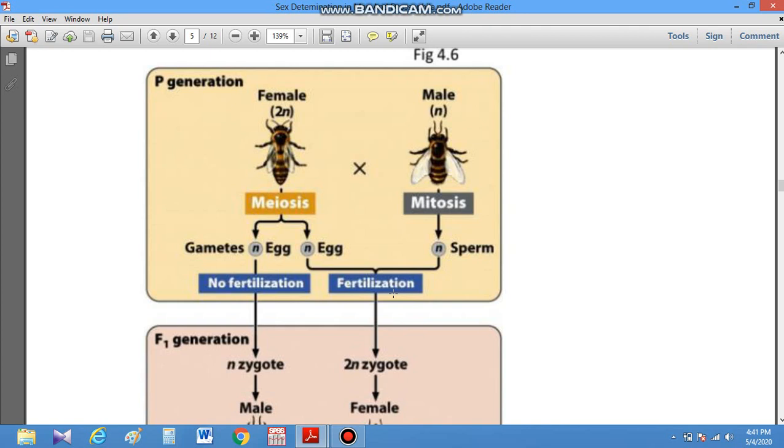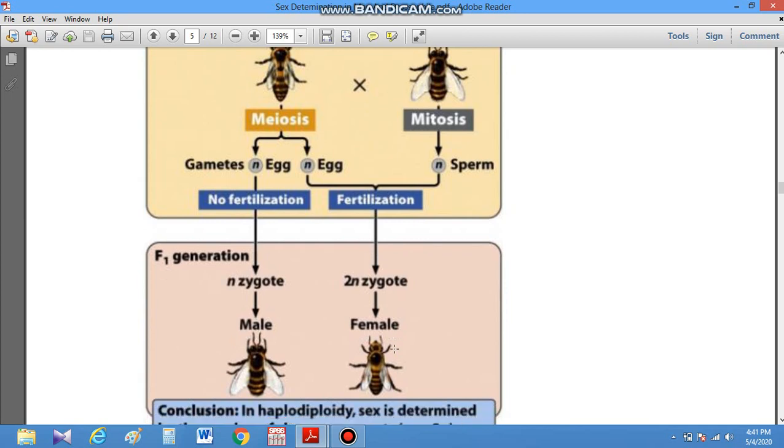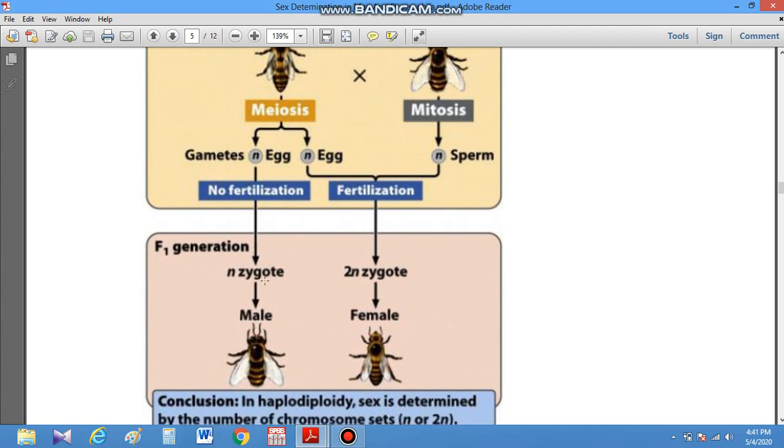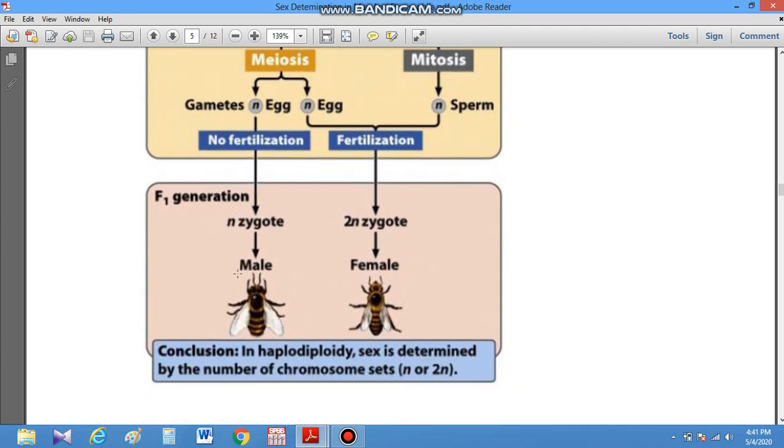When there is a fertilization between male and female, then a 2n zygote is produced, which forms a diploid and becomes a female. In case there is no fertilization, then in the F1 generation a zygote is produced which will be haploid and becomes male. So in haplodiploidy, sex is determined by the number of chromosome sets, whether it is haploid n or diploid 2n. Haploid becomes male and diploid becomes female.